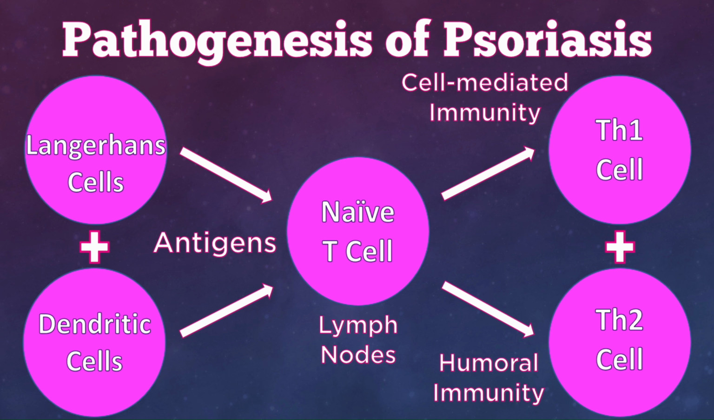Th1 cells are stimulated by IL-12 and themselves release interferon gamma, IL-2, 6, 8, and more IL-12. Th17 cells are stimulated by IL-12 and 23 and themselves release IL-17, IL-22, and TNF-alpha. Congratulations, you've merely awoken the sleeping giant that is the pathogenesis of dermatologic disease.